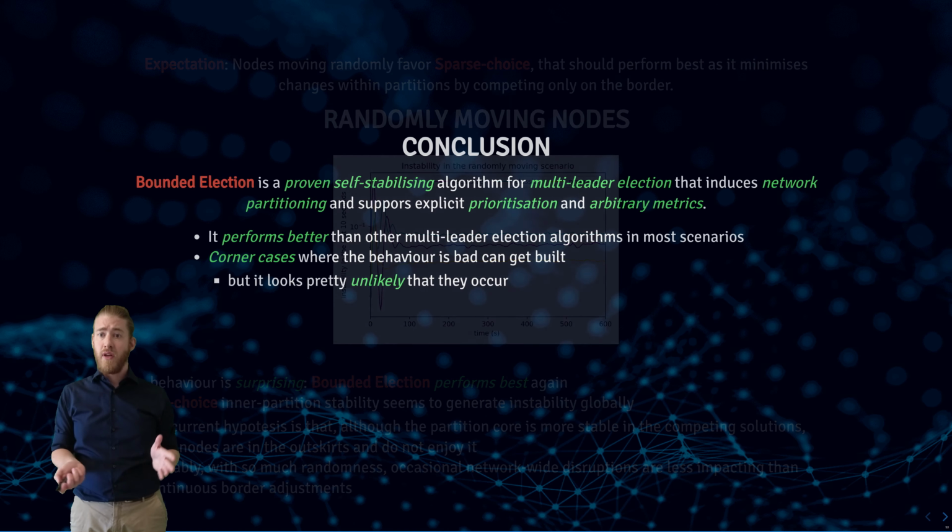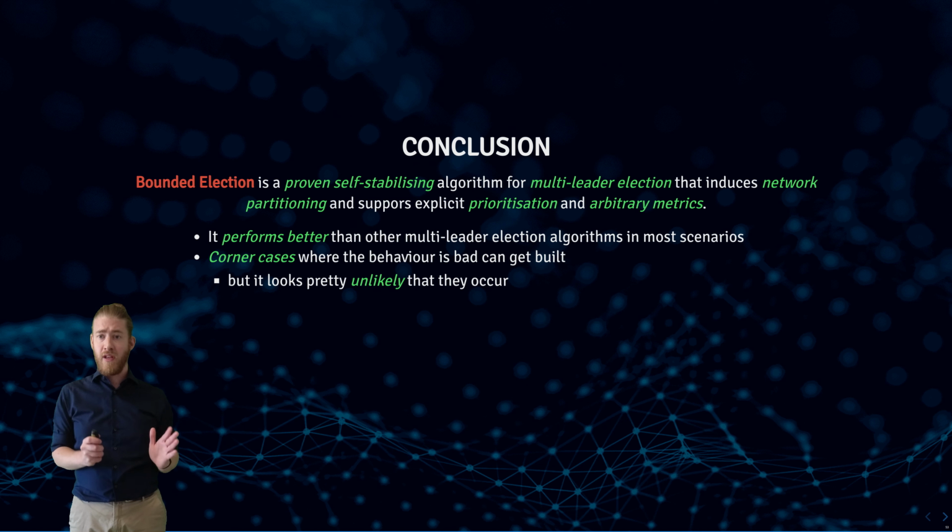So, in conclusion, we introduced an algorithm for multi-leader election and network partitioning that allows for explicit leader prioritization and arbitrary distance metrics. It is proven to self-stabilize. Data show that it performs better than the other algorithms in most scenarios. However, we know that we can build cases where the behavior is particularly bad, although so far it seems unlikely that they occur, and we had to build them explicitly in simulation.